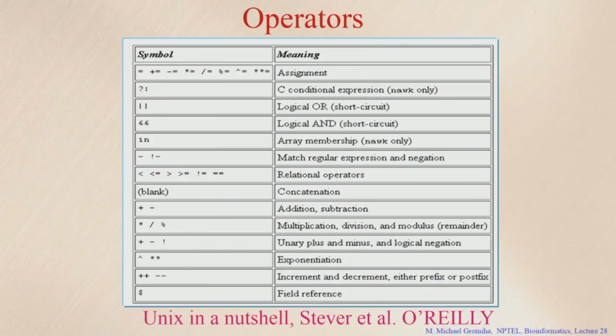Likewise, you can see various other symbols, like the assignment plus equal to, or minus equal to, and so on. Like we have the logical operators, the or and the and, and you also have regular expressions, any of these regular expressions you can use. Relational operators you can use, addition, subtraction, plus or minus, as well as multiplication, division, and so on. So, you have various operators available in awk programming. You can use these operations for manipulating these files.